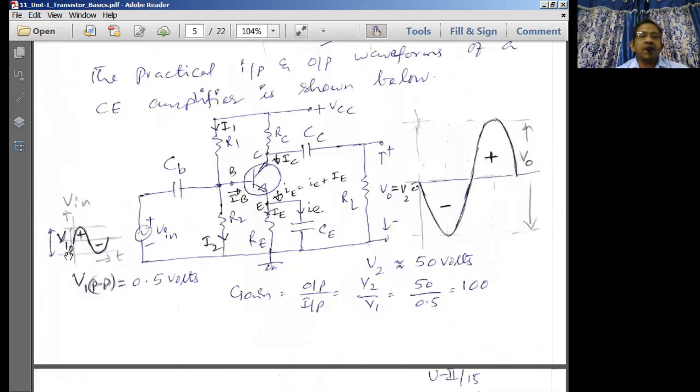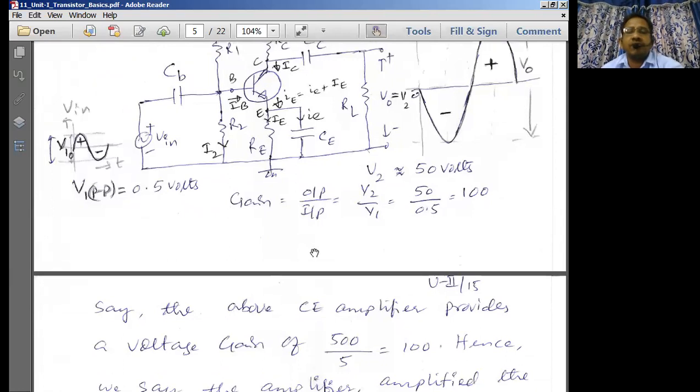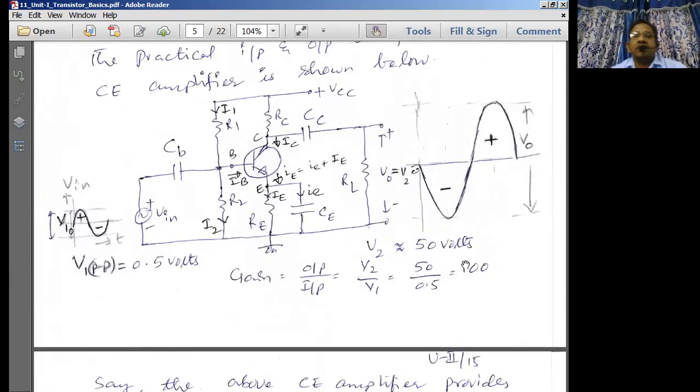So you see the output here. If the input starts at 0 degrees, the output also starts at 0 degrees. Now the input goes positive, and the output goes negative. When the input goes negative, the output goes positive. This is known as the inverted phase of the amplifier, so the amplifier provides a 180 degrees phase shift. This is the basic operation of the amplifier, and the amplitude of the signal is increased by virtue of the transistor operating as an amplifier in this circuit.